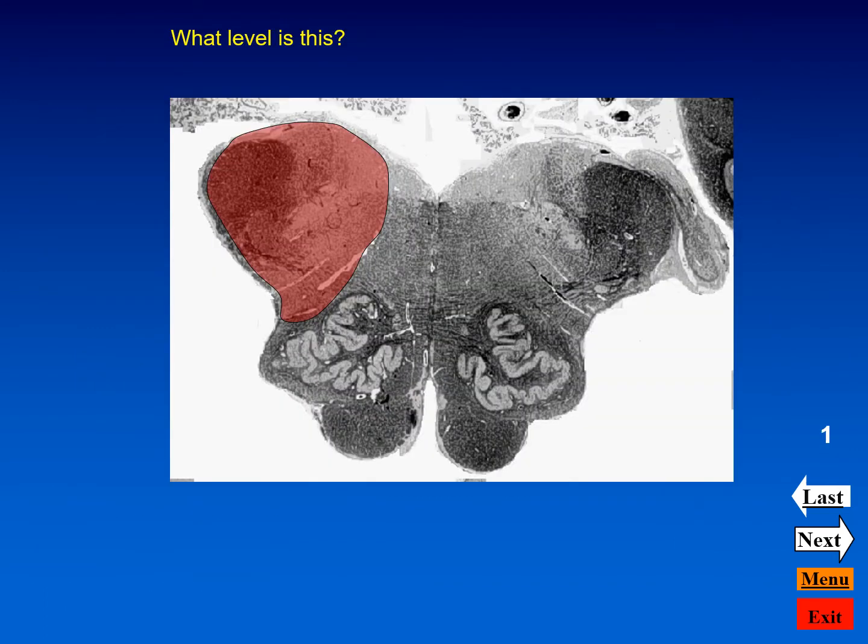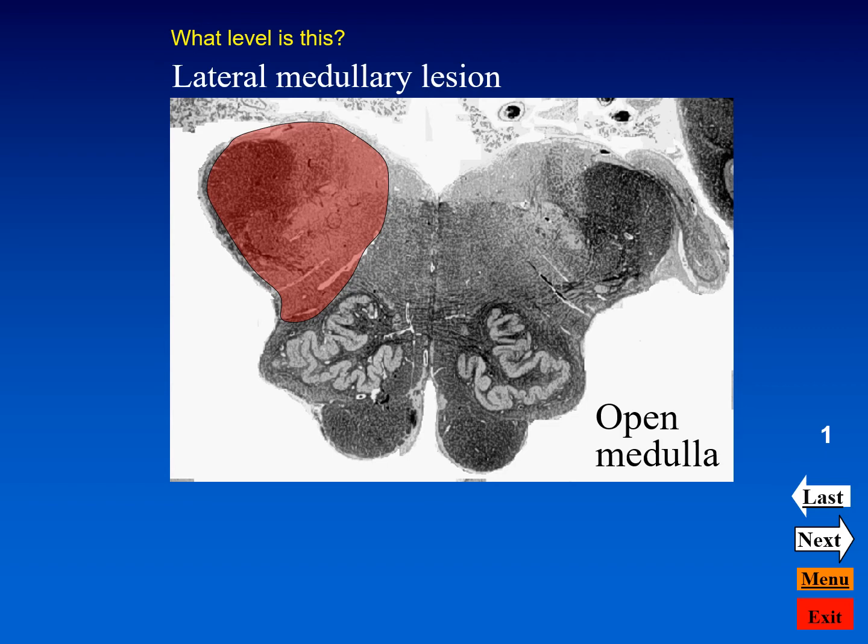So here we have a section of the brainstem, and what level would you call this? Well, based upon the features, it should be open medulla with the inferior olivary nuclei present, the pyramids present, the fourth ventricle present. So the area of the lesion is this lateral medullary area.